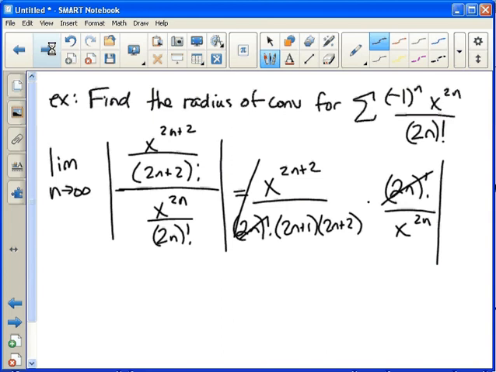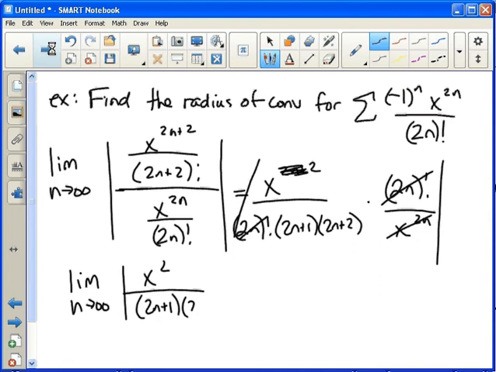So that leaves me with the limit as n approaches infinity of x squared over (2n plus 1)(2n plus 2). Remember, x is just treated as a coefficient. So x squared on top is just like having a 3 on top or a 4 on top. It's just a number. Now as n goes to infinity, that means the bottom is going to infinity, which means our limit will be 0.